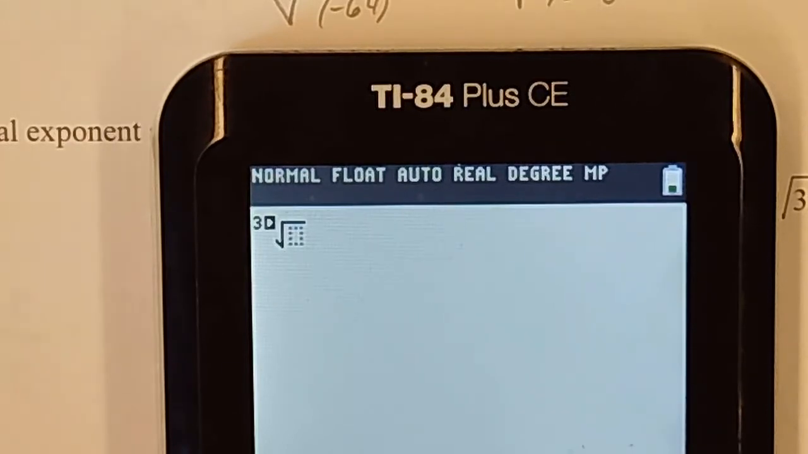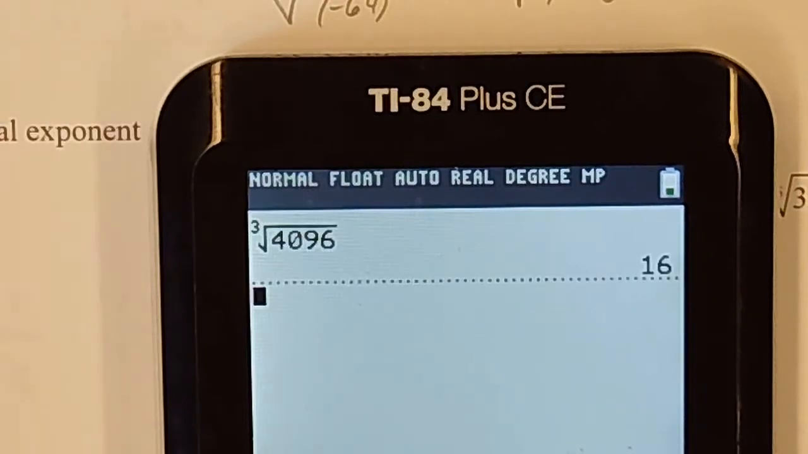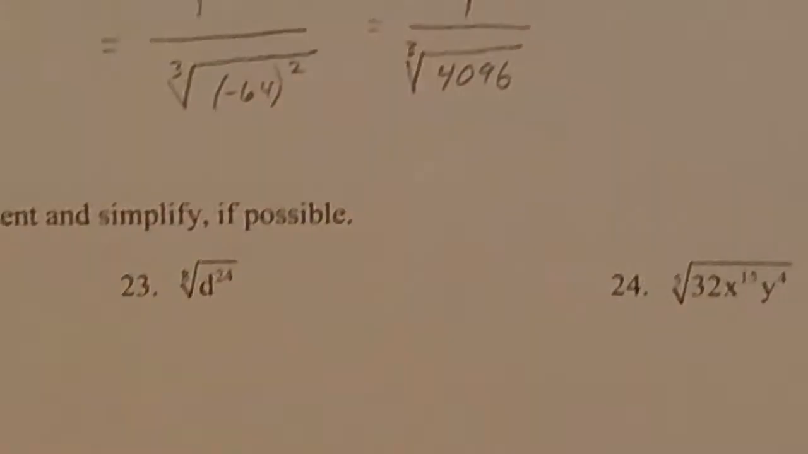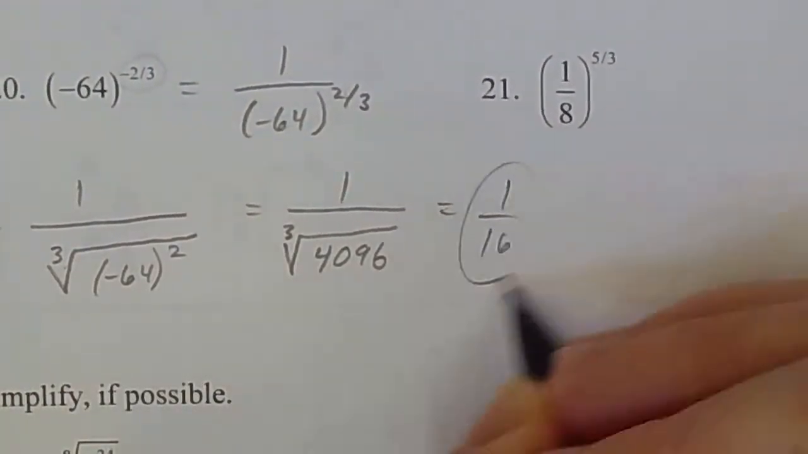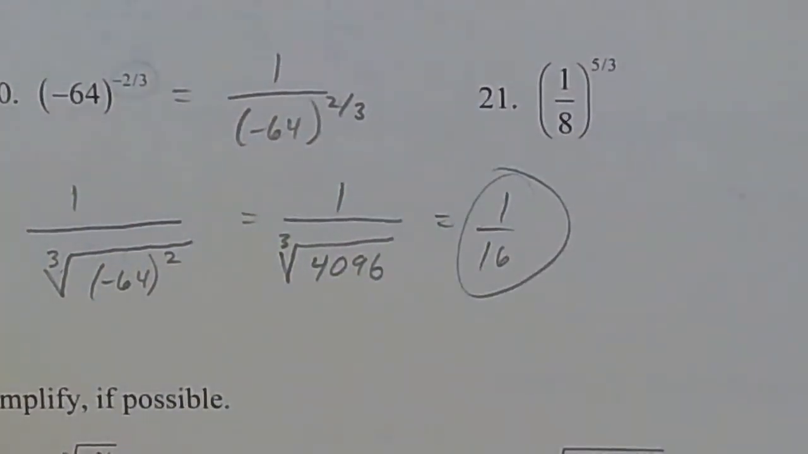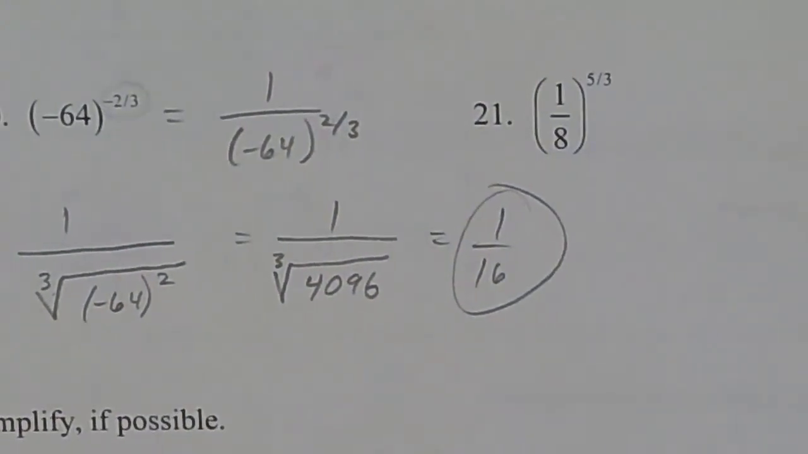So I'm going to take the 3rd root of 4,096. It gives me 16. So this is equal to 1/16. Okay, go ahead, pause, try 17, 19, and 21.